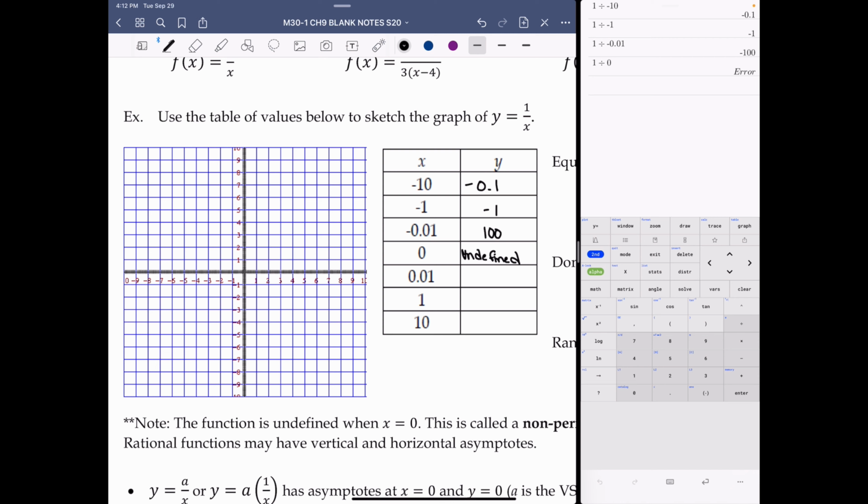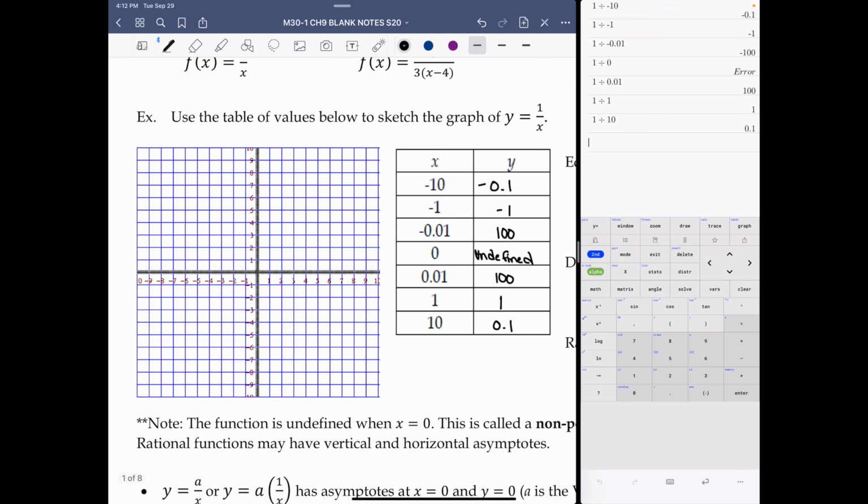When x equals 0.01, 1 divided by 0.01 is 100. When x is 1, 1 divided by 1 is 1. And when x is 10, 1 divided by 10 is 0.1.